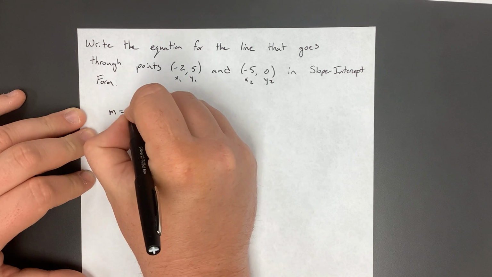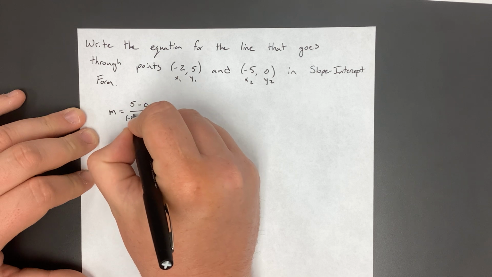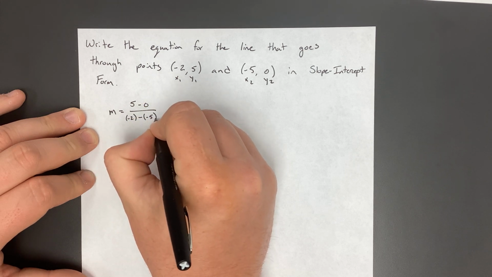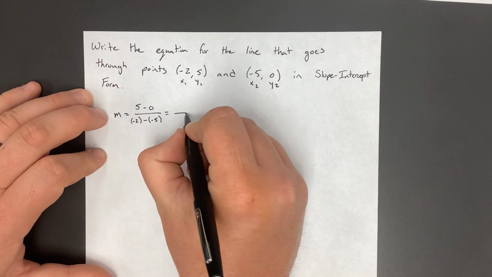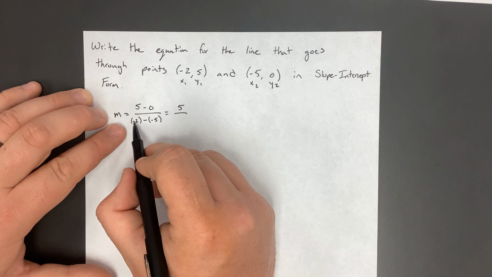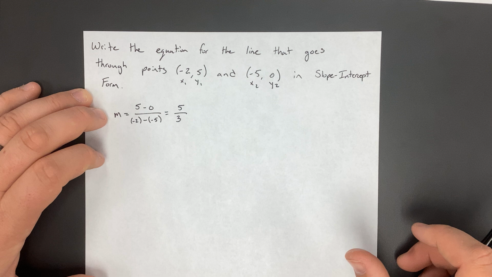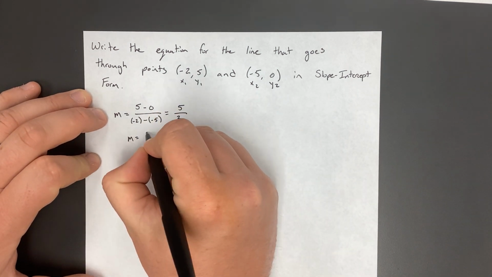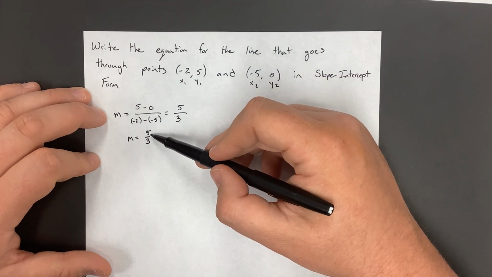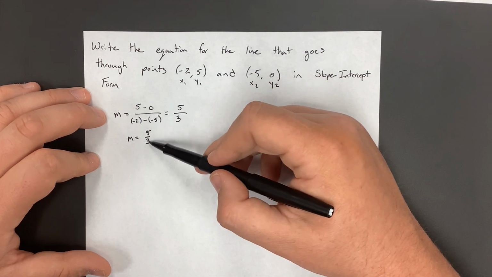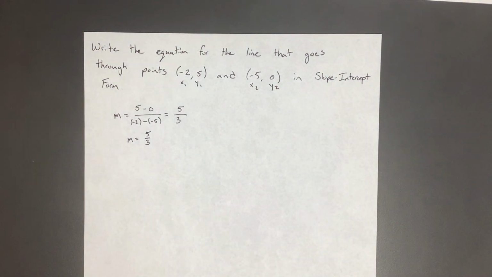So I'm going to have 5 minus 0 over -2 minus -5. So I simplify 5 minus 0, well, that's going to give us 5. -2 minus -5, well, that's going to give us +3. So our slope is 5 over 3. So that means as our y changes by 5 up, our x changes by 3 to the right. Increase of 5, increase of 3 for our x and our y.